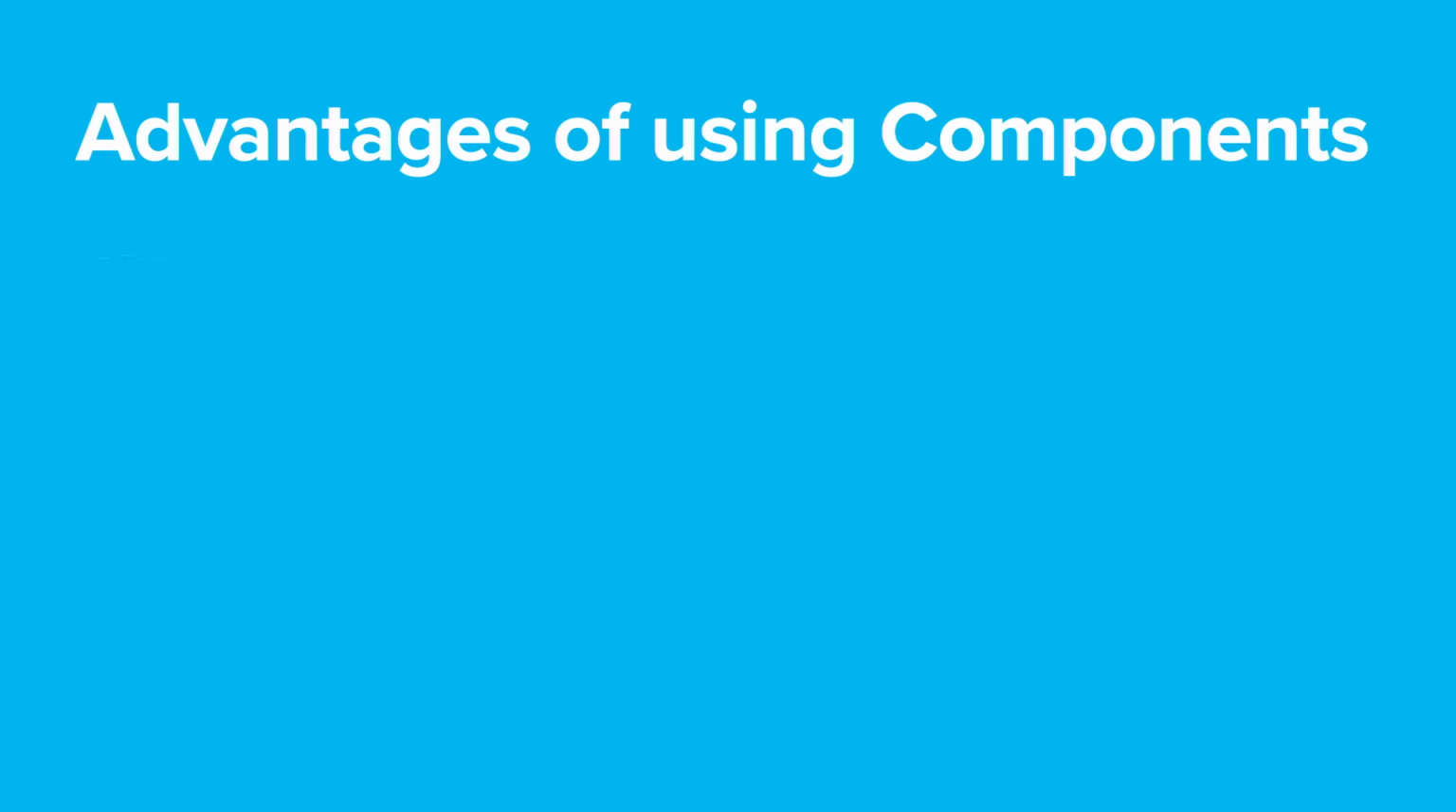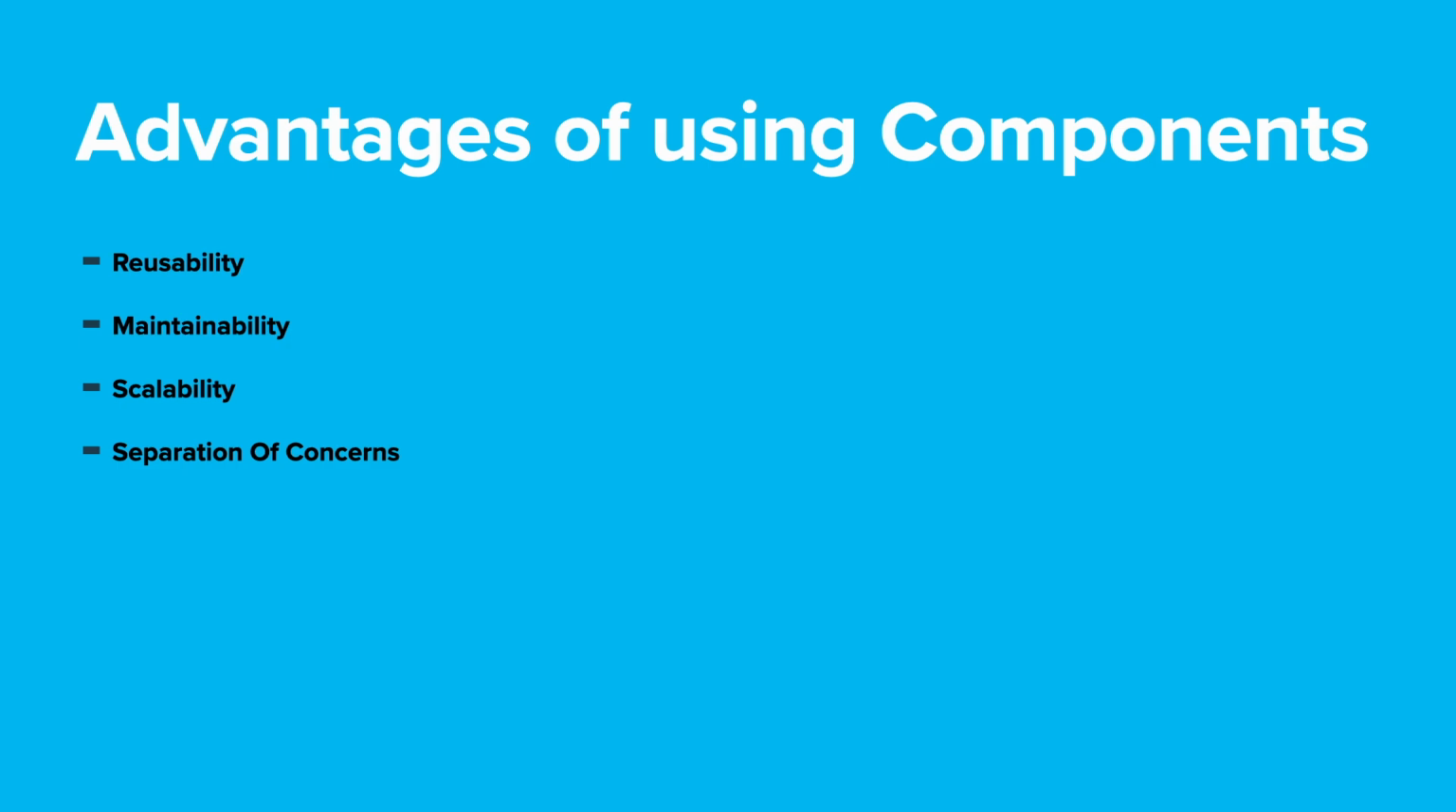Using components has several advantages. Reusability. If you build a button or a navigation bar, you can reuse it anywhere instead of copying and pasting code. Maintainability. Components keep your code organized. If something breaks, you can fix a single component instead of searching through hundreds of lines of code. Scalability. As your app grows, breaking it into smaller components helps keep everything manageable. Separation of concerns. Each component has a specific purpose, making your code cleaner and easier to understand.